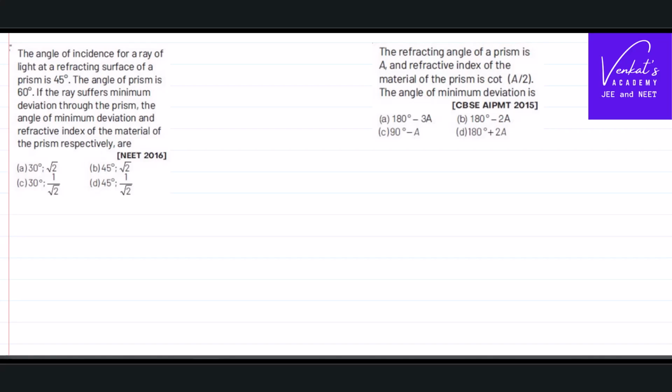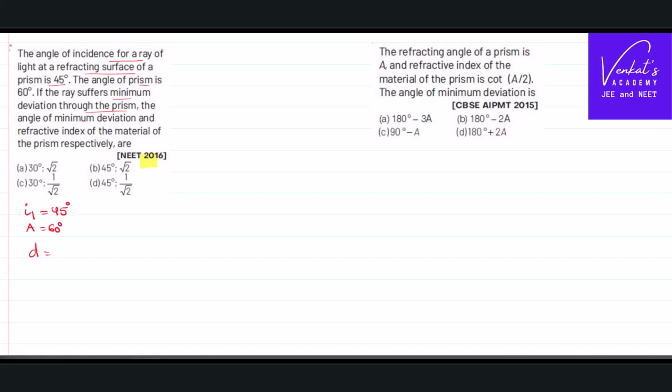These are two problems from ray optics. Let us see the first question. The angle of incidence for a ray of light at a refracting surface of the prism is 45 degrees. That means the first angle of incidence is given to you, I1 is 45 degrees. The angle of the prism A is 60 degrees. It's an equilateral prism. The ray suffers minimum deviation through the prism.